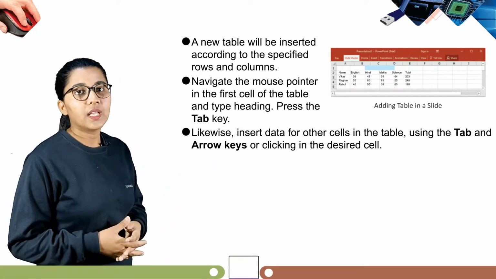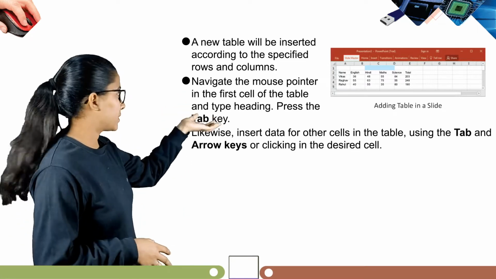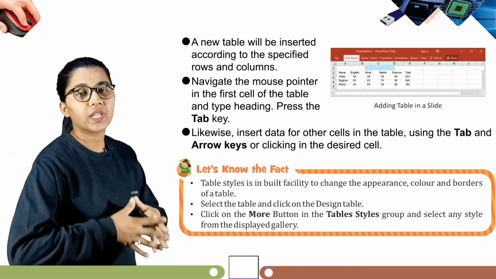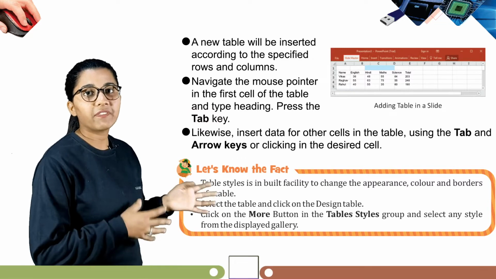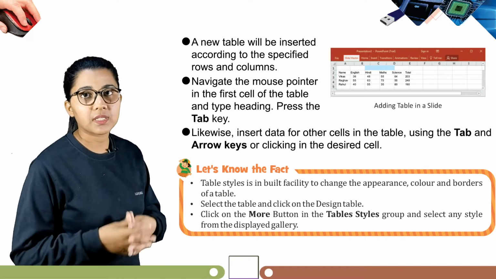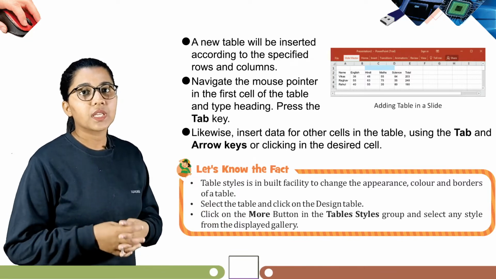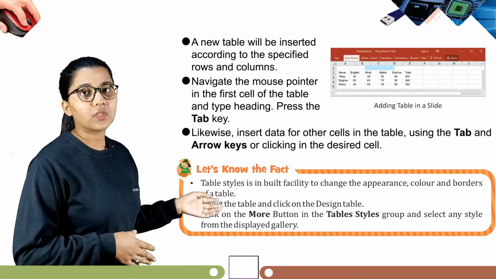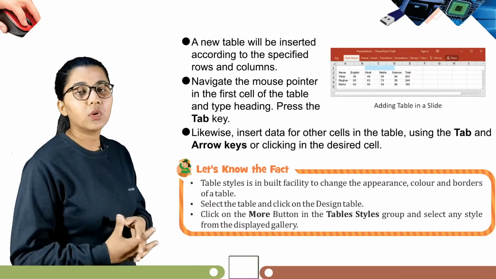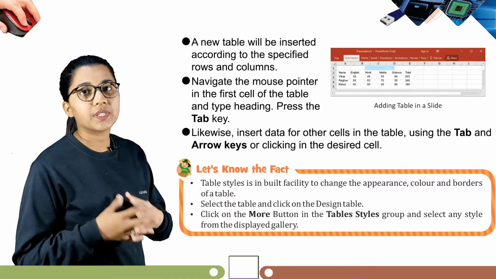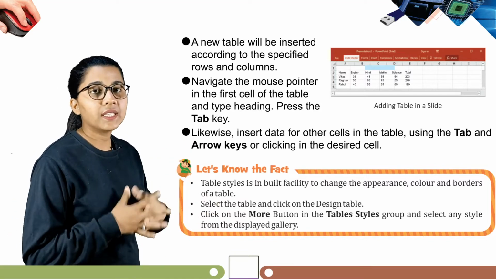Now students, again we have some interesting fact to know. Table Style is an inbuilt facility to change the appearance, color and borders of a table. Select the table and click on the Design tab. Click on the More button in the Table Style group and select any style from the displayed gallery.